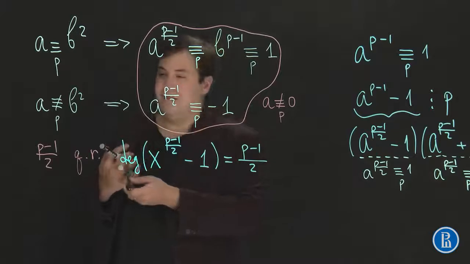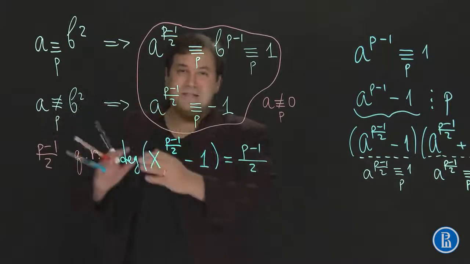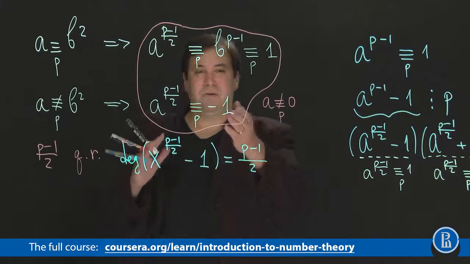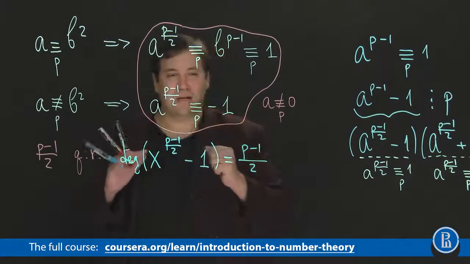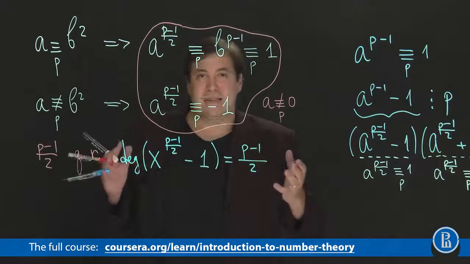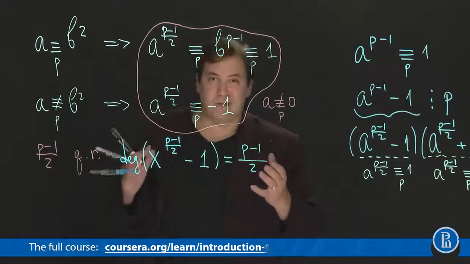Therefore, non-quadratic remainders have nothing left but to be congruent to minus 1 when raised to the power (P minus 1) over 2. And this finishes the proof of Euler's criterion.